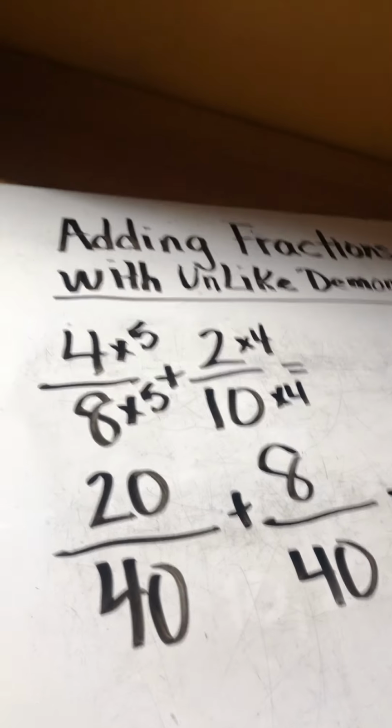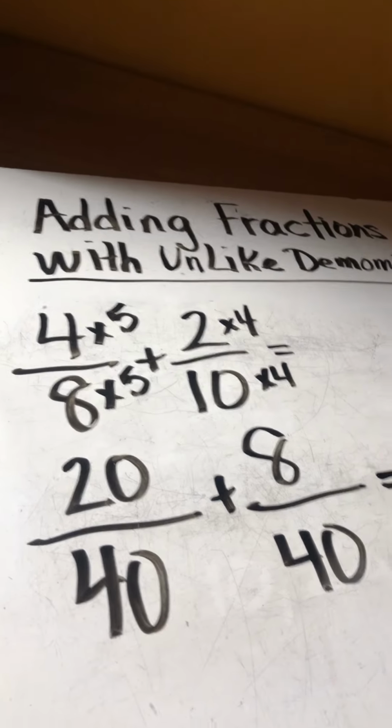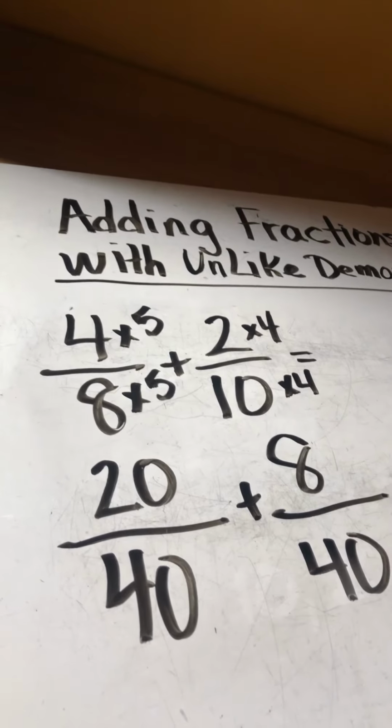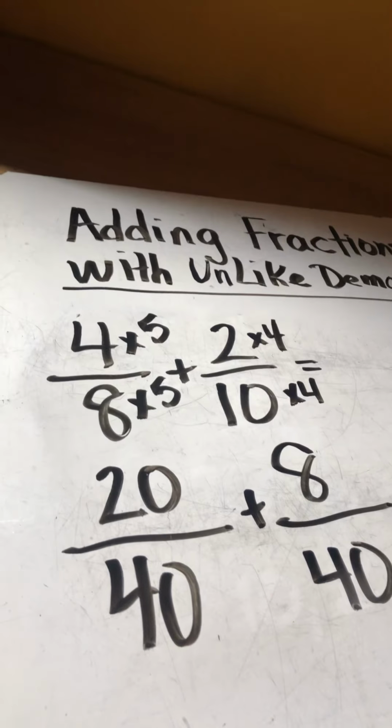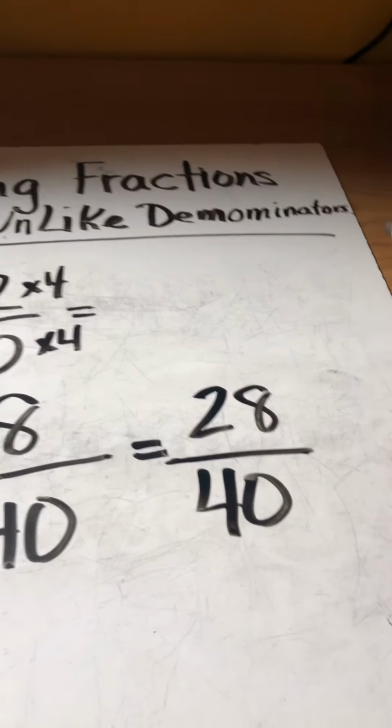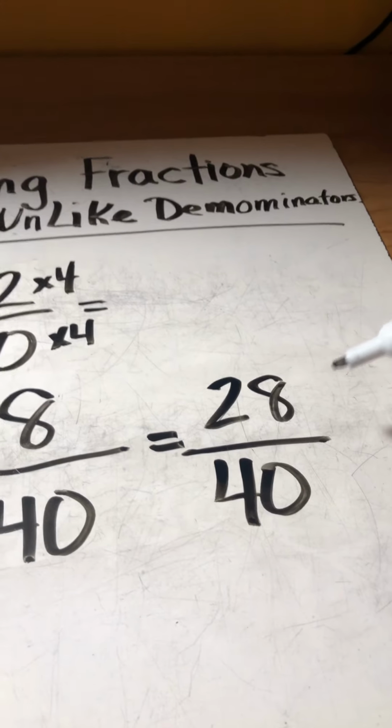All right, so 20 plus 8 is 28. Remember, we keep the bottom the same. 40 plus 40 is 40. Or we just keep it the same. We don't have to add. But so now we have 28 over 40. So we have to simplify it. Remember, we have to simplify it.